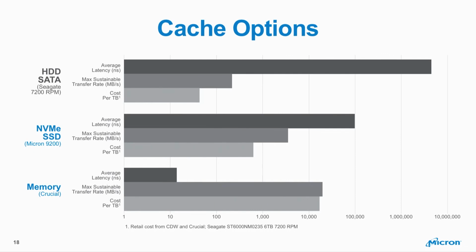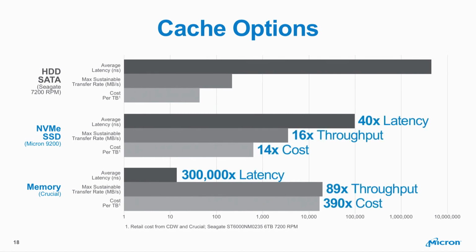So let's take a quick look and compare NVMe versus memory, and contrast that with hard drive. With an NVMe drive, you get very good latency, 40x that of a hard drive. You get very good throughput, 16x that of a hard drive. And you get a relatively reasonable cost relative to a hard drive. When you look at memory, you get extremely good latency, 3,000x that of a hard drive, and very good throughput, 89x, but it's expensive.